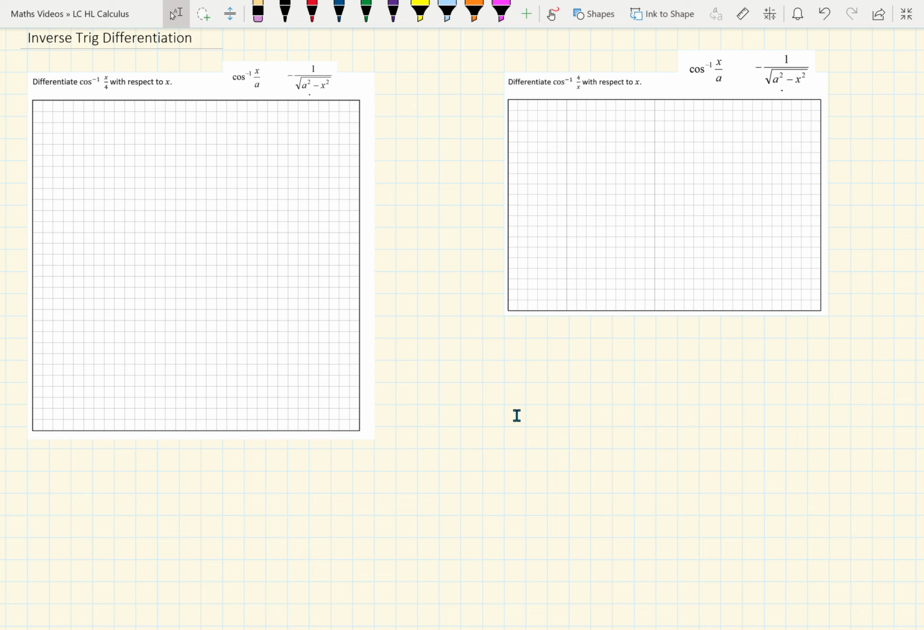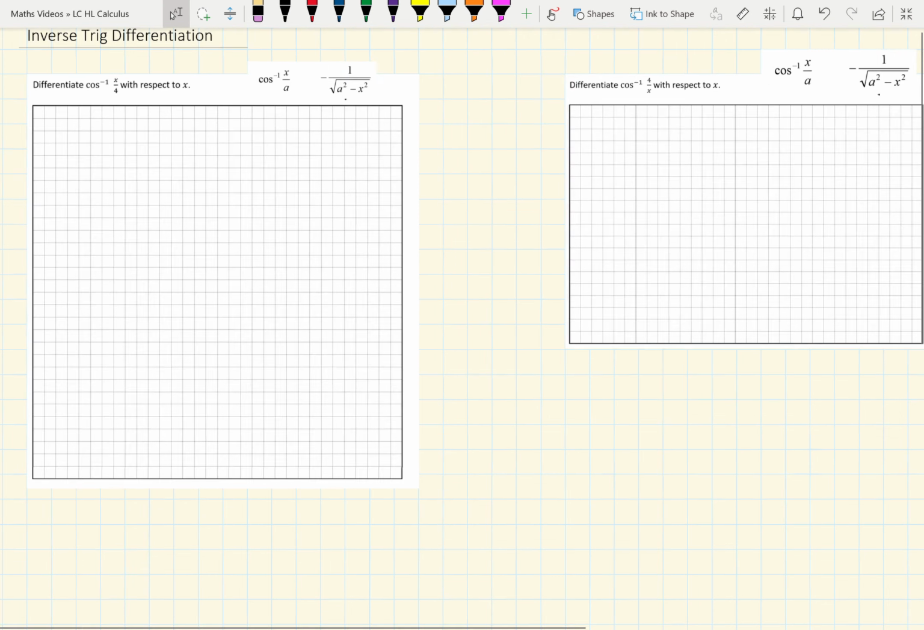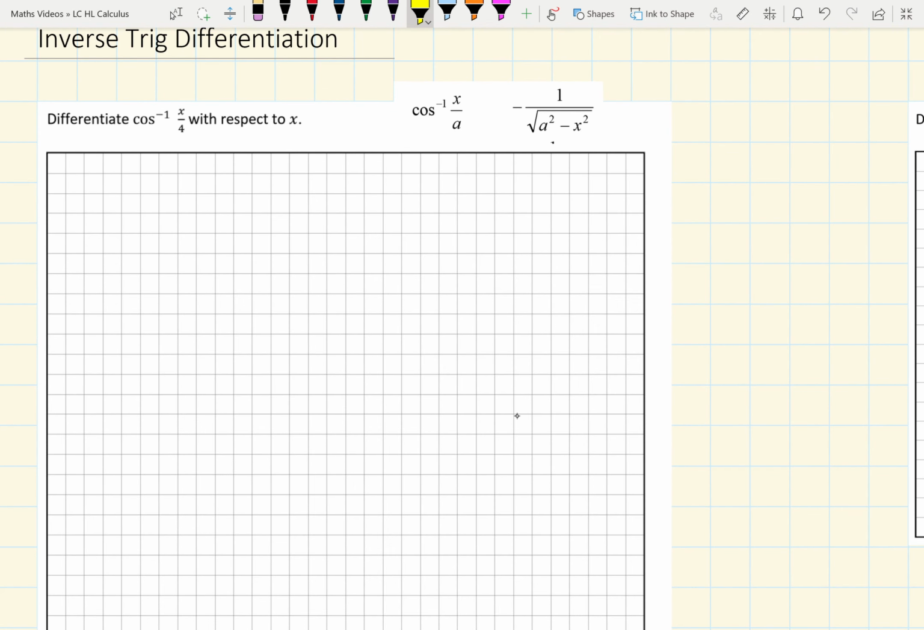Okay, so in this video we're going to have a look at two exam questions involving inverse trig functions. So again, we're going to translate our question. We've been asked to differentiate here's my function. And they tell us with respect to x, that's fine. X is my only variable in the question, so we don't need to highlight that part.